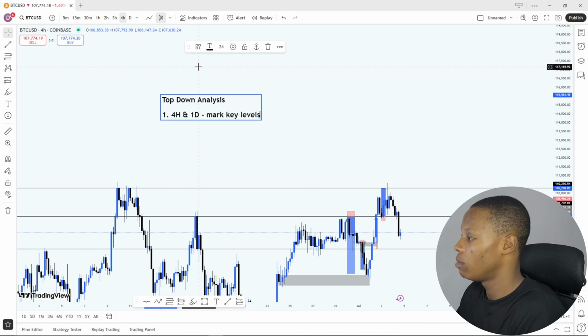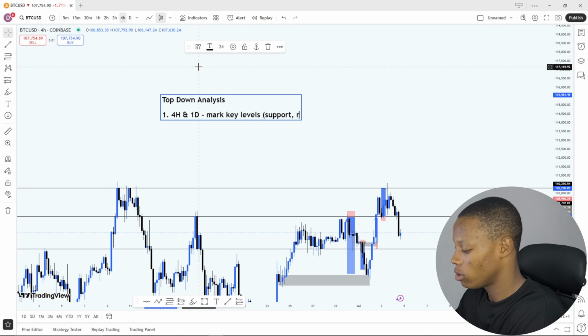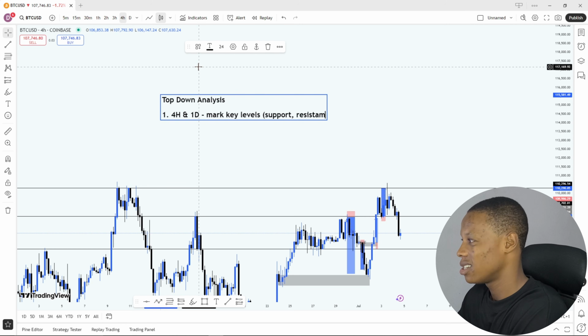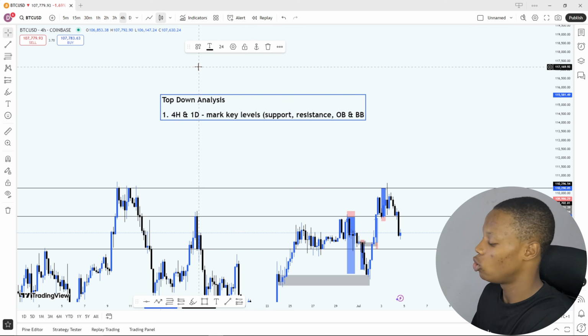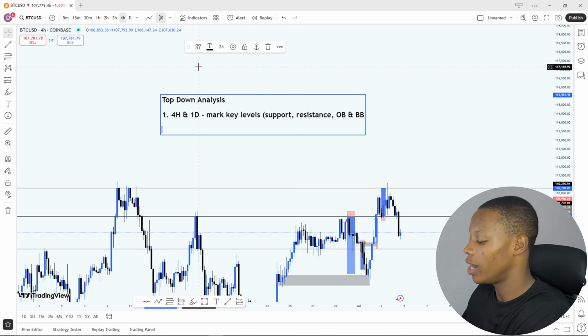So what I mark out at those very levels is always my support. You know what support is? Just your normal support and resistance. My support, my resistance. I'm going to show you how I mark them out. I'm just trying to make it easy for you guys to understand what I'm saying. Then order block and breaker block. So those are things I mark out at those very levels.